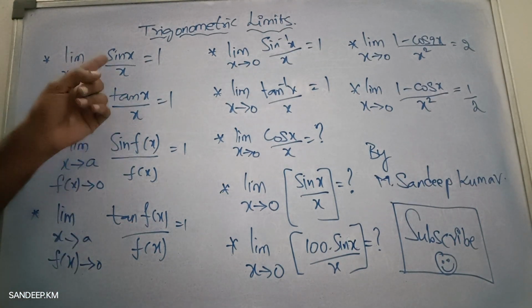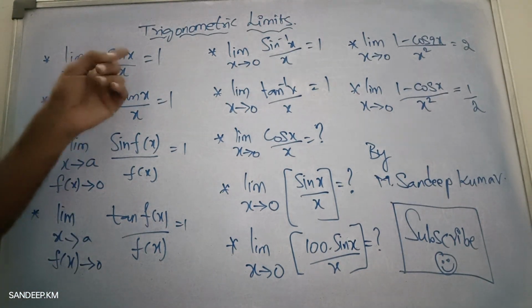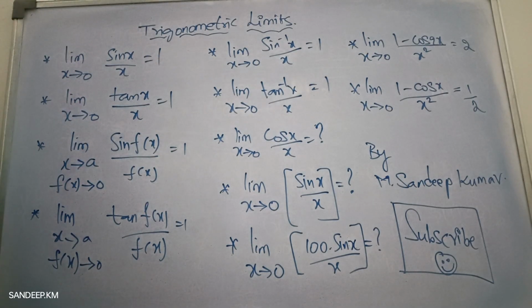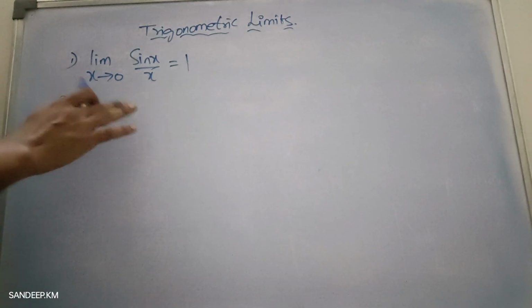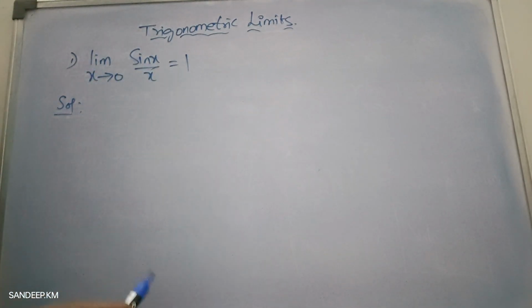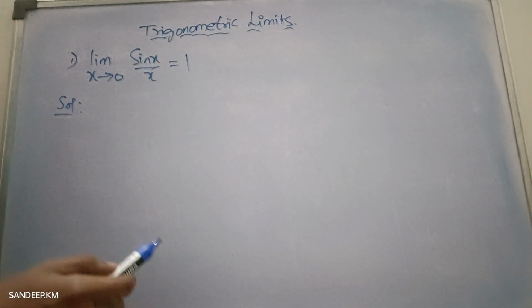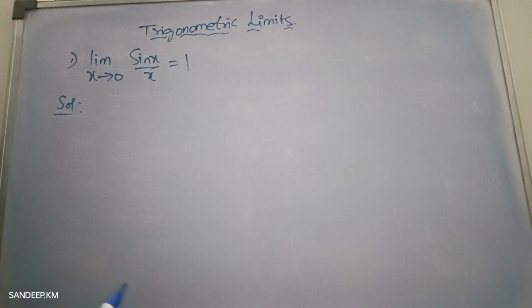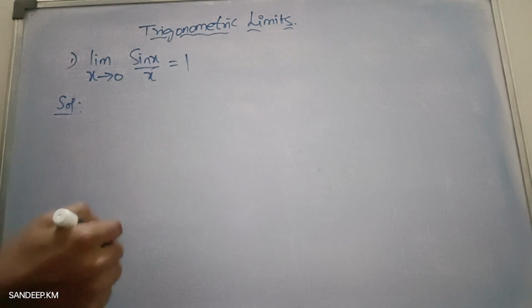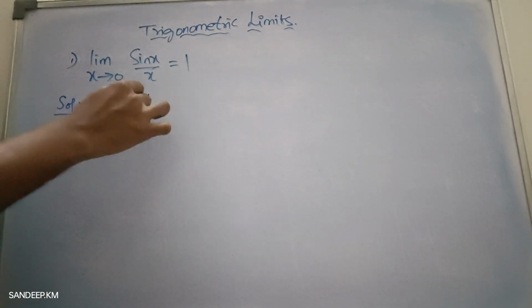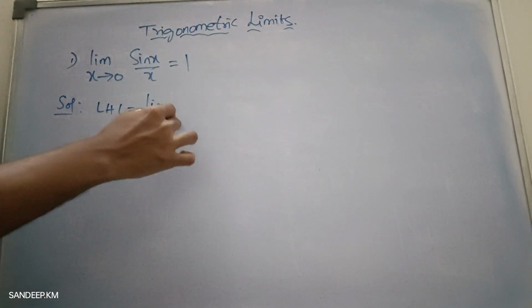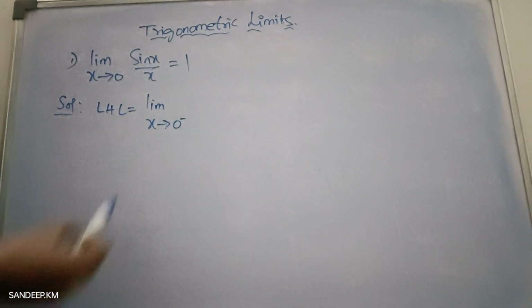First we will start with the proof of limit x approaches 0, sin x by x using expansions. Okay, let us prove that limit x approaches 0, sin x by x is equal to 1 using the left hand limit and right hand limit. Observe that using left hand limit and also right hand limit. First, if I go for LHL, the left hand limit, x approaches 0 minus.